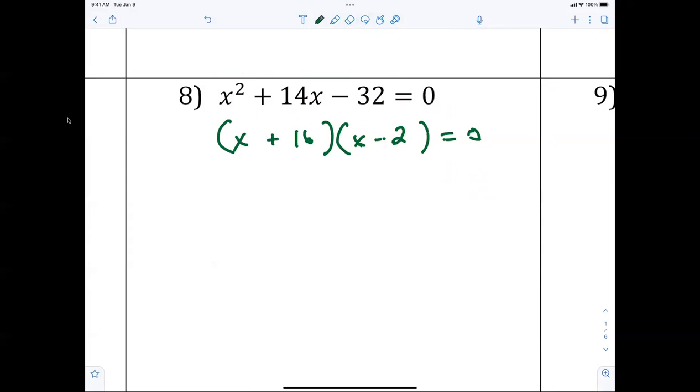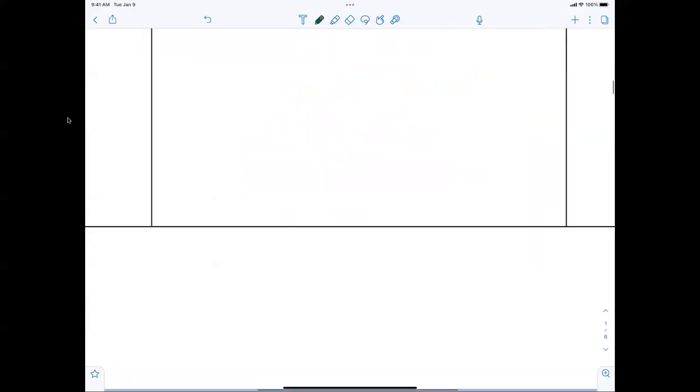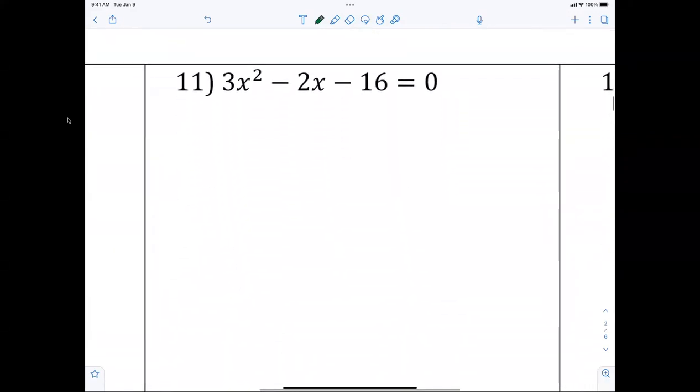Now, if there's any reason why you forgot or you're not understanding, just speak up. We did a whole bunch of factoring, so that should not be that hard. Then I just want you to write x plus 16 equals 0, x minus 2 equals 0, and then you just tell me x equals negative 16 or x equals 2. Anybody have any questions with that? Anybody? All right, let's knock out number 10. Or I'm sorry, number 11. A little bit harder now.